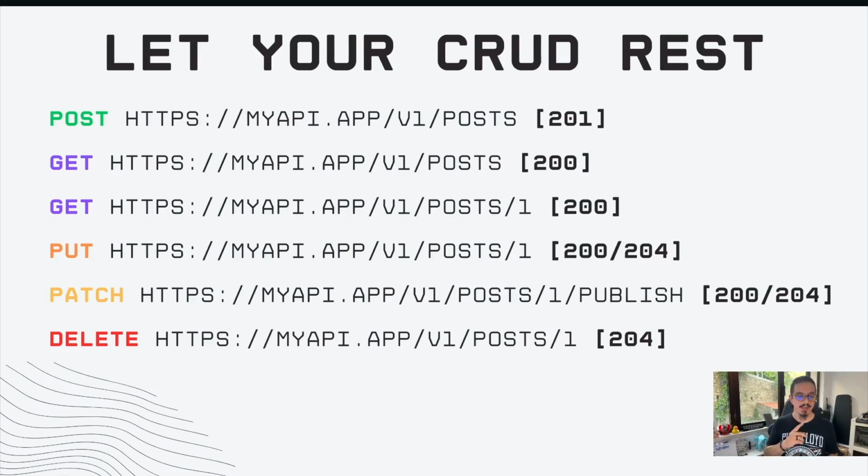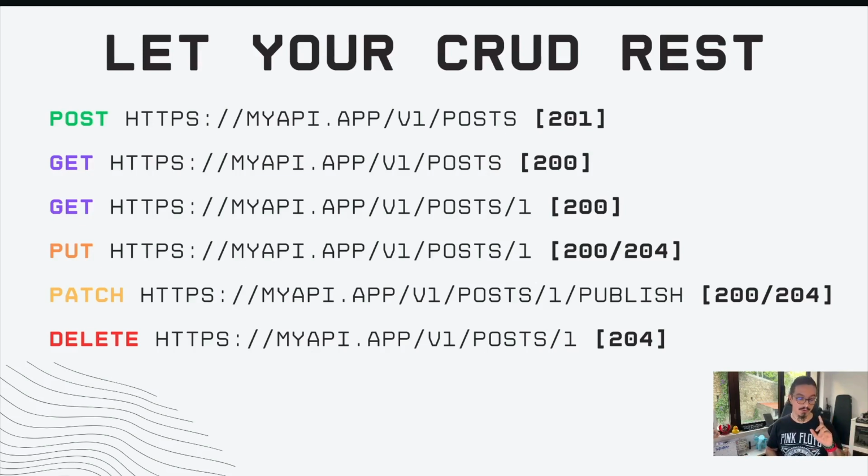Then we have the GET endpoint, which is for getting the list of posts. You can also use the OK status code, the 200. The same goes for getting a specific post resource. You can have the GET method and return the 200 status code. And then we have an endpoint to update the blog posts.